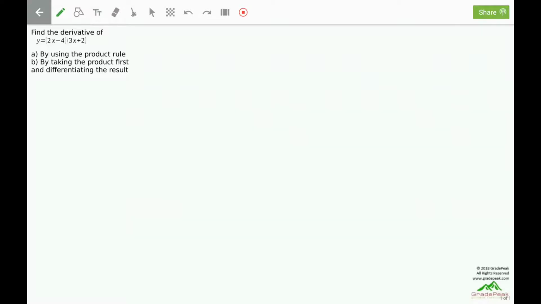Find the derivative of y equals 2x minus 4 times 3x plus 2, A, by using the product rule, B, by taking the product first and differentiating the result. In A, we're going to make use of the product rule. y is the product of two functions, the first, 2x minus 4, and the second, 3x plus 2.